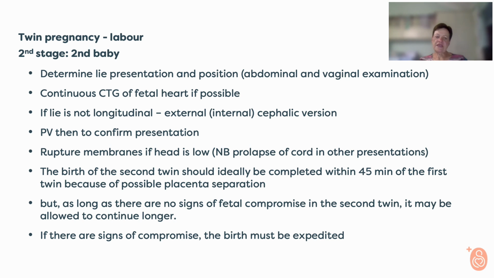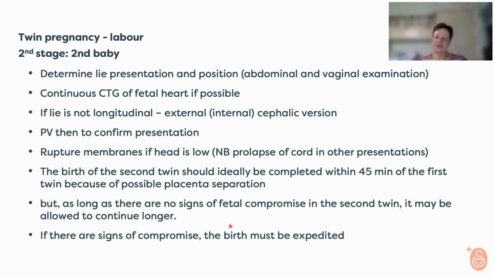Now, as I've said, the second twin is usually the high risk. So we say that the birth of the second twin should ideally be completed within 45 minutes after the birth of the first baby. Because, as we've said, there's a high risk that the placenta might get loose, specifically because in the case of a multiple pregnancy the uterus has been stretched a lot. Now the first baby is born and the uterus starts contracting, and that might cause the second placenta to start separating.